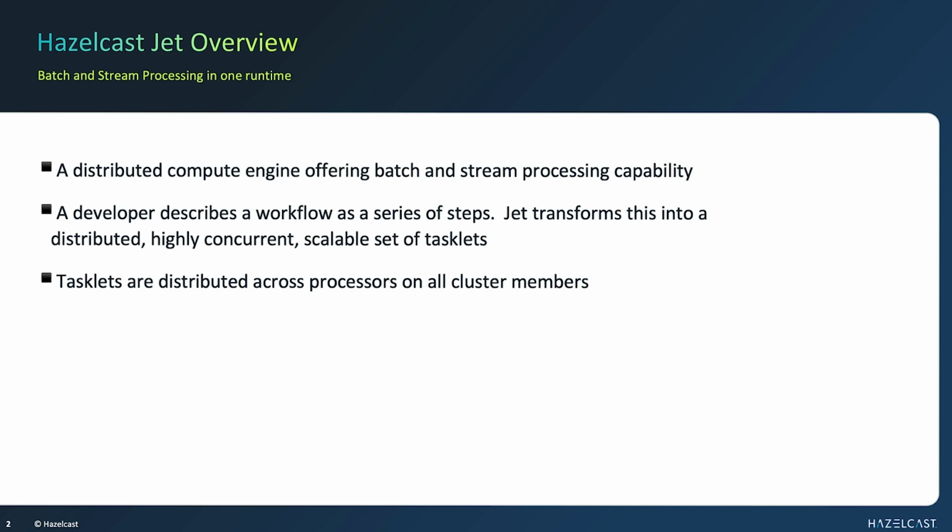You provide the business logic, but you don't need to provide control flow. You don't write loops or figure out how many threads is the optimal number or worry about how to distribute processing tasks across a multi-node cluster to maximize throughput and minimize movement of data across the network. These are all the things that Jet will figure out for you.